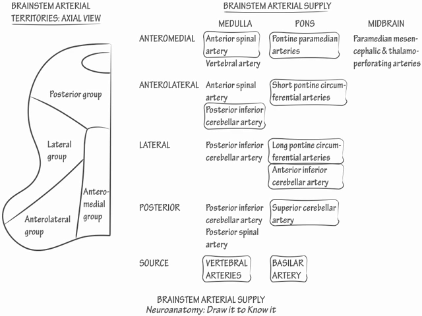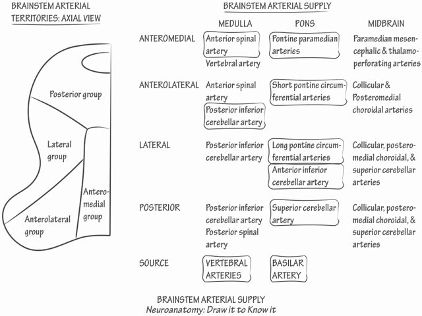Then show that the anterolateral group is supplied by posterior cerebral artery branches, the collicular and medial posterior choroidal arteries. Next, indicate that the lateral and posterior groups are also supplied by the collicular and posteromedial choroidal arteries in concert with the superior cerebellar arteries.